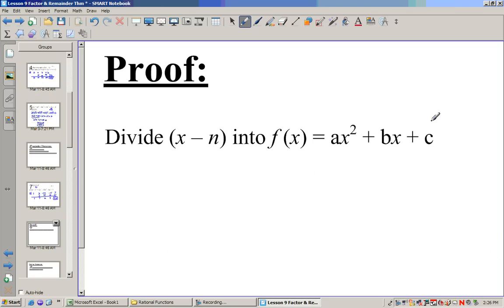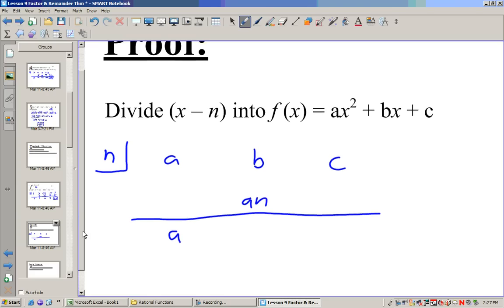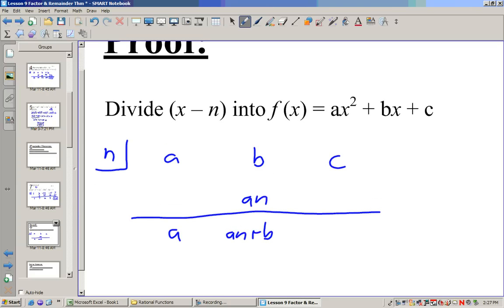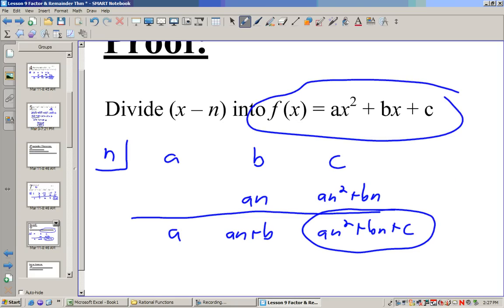Now, if x minus n goes into here, we'd put n up into our box, and we would have a, b, and c. We'd drop a, and a times n would give me an. Now if I add these together, that would be an plus b. If I multiply that times n, that would be an squared plus bn. And so an squared plus bn plus c would be our remainder, which is the same thing as just plugging n in for x. So that proves that the remainder is going to give us the same thing.